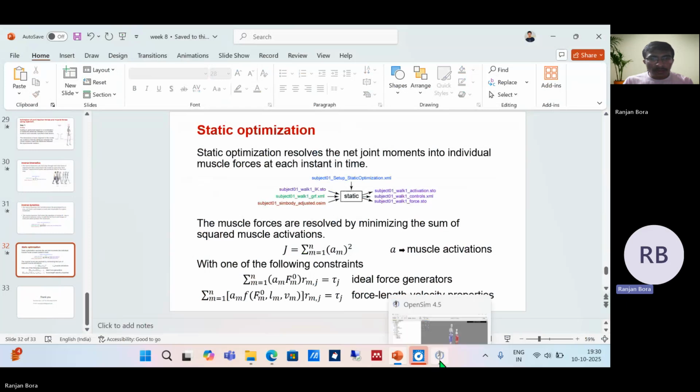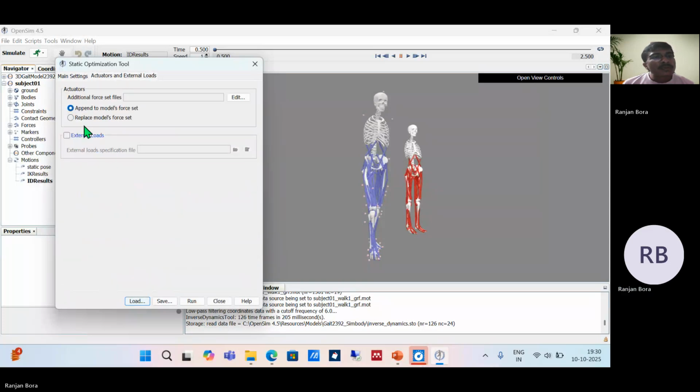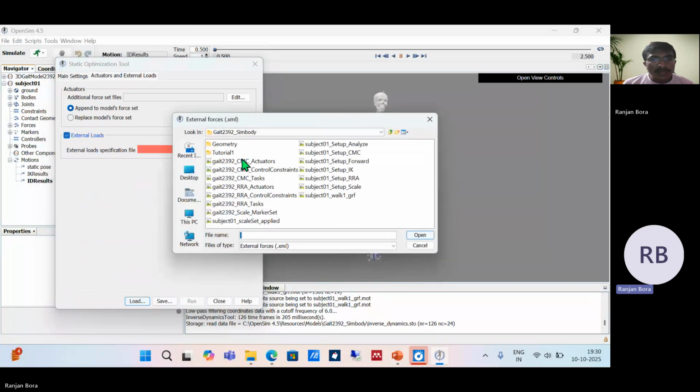So in the software also, you can see sum of muscle activation square. This is the objective function which we minimize. And we use the muscle force length velocity relation constraint. And here we need to add the external loads, which is the ground reaction force file.